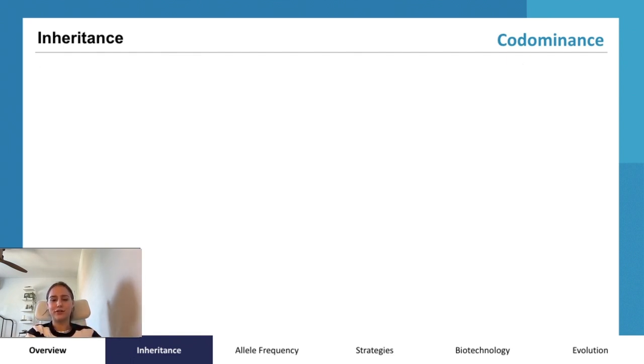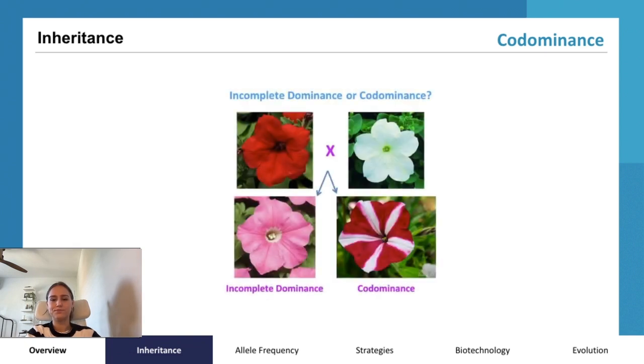Here's a good question to test it. Okay, so in this example, it gives you a good visualization of codominance versus incomplete dominance. You can see here that in incomplete dominance, we have both of the traits blending together to form an intermediate, in this case pink. While in codominance, both of the traits are still being expressed, they're just doing so independently from each other.